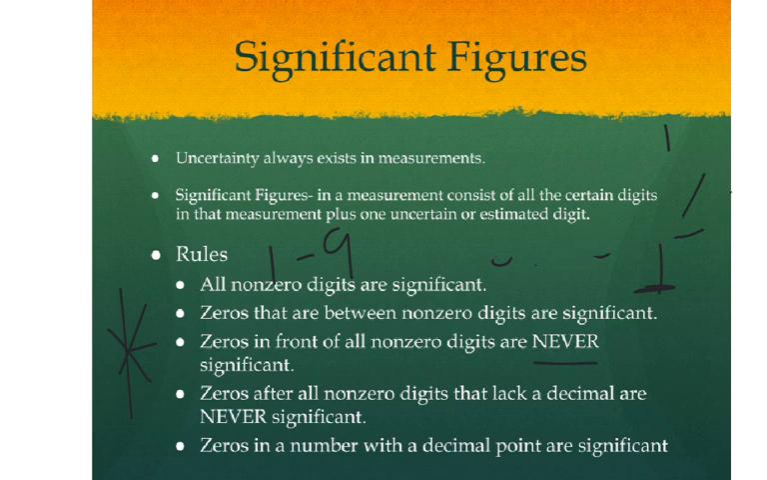Another rule is zeros after all non-zero digits that lack a decimal are never significant. There are so many words there. It's so much easier to just show you examples. Again, zeros after all non-zero digits that lack a decimal are never significant.